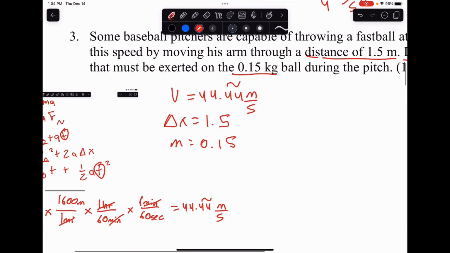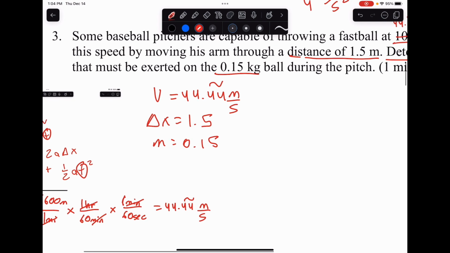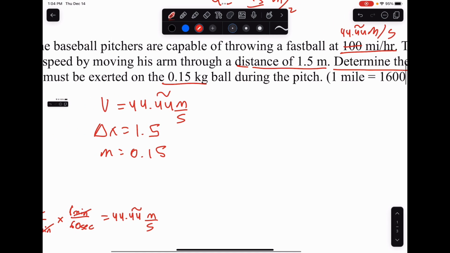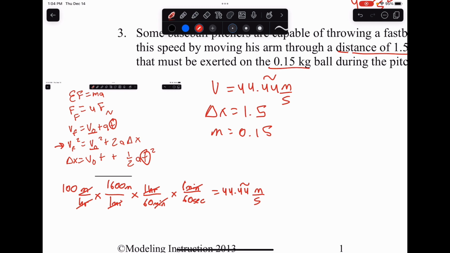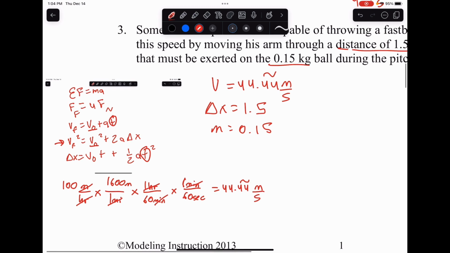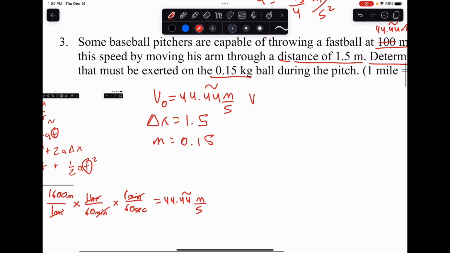So we can assume that the initial velocity is going to be the speed of the pitch, because it is true that the ball will accelerate through the air, but we have to realize that it's going to be slowing down as soon as it hits the glove. So we're sort of taking it from the time it starts to the time it hits the glove. So in this case, we're going to take this as VO, and we're going to take VF as 0.